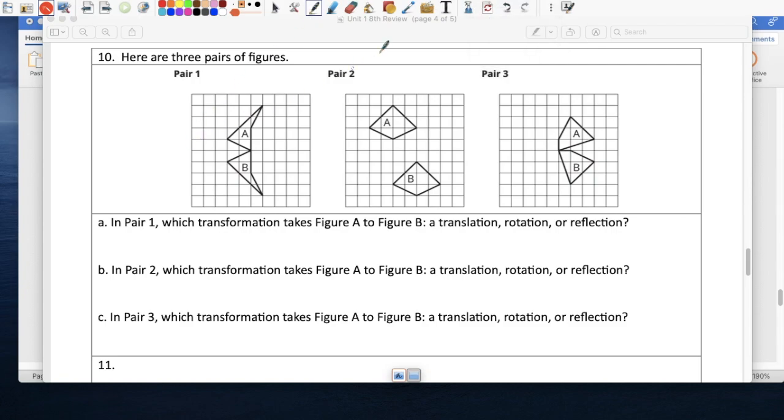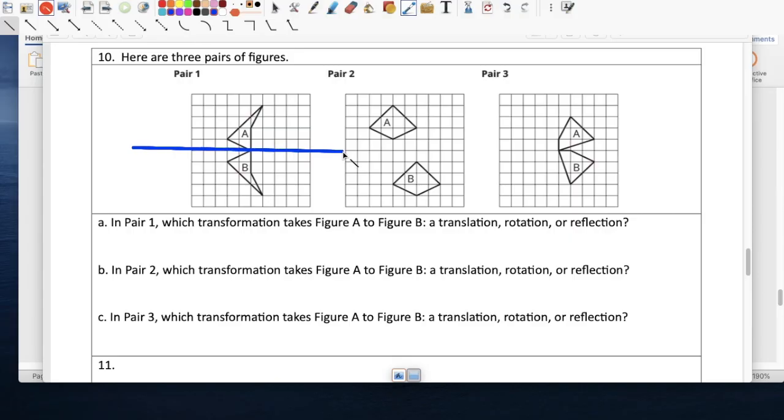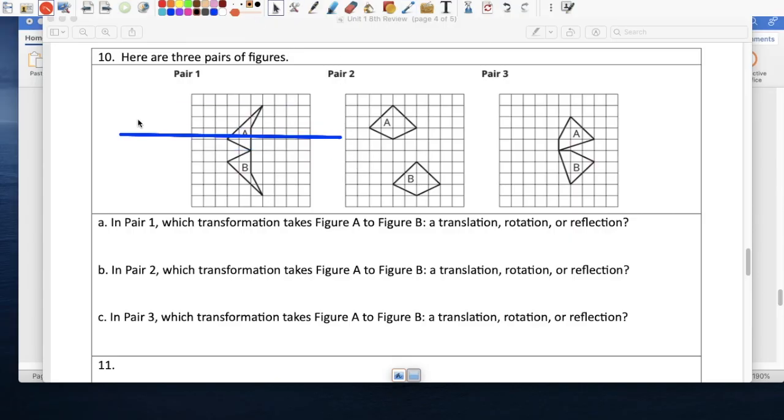So if I put a mirror here, I hope you can see that this was a reflection. Every point is equally distanced from the line of reflection. Look at that point. It's 1 unit away from the line of reflection. Take a point here, take a point here, and 3. 1, 2, 3, 4 units away from the line of reflection. So that works out, so it's a reflection.